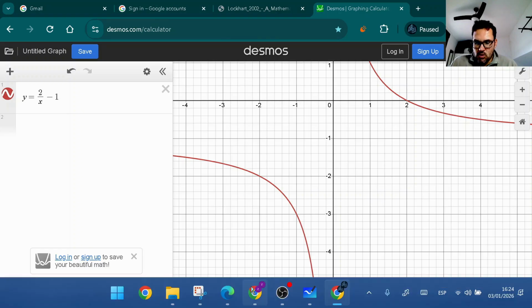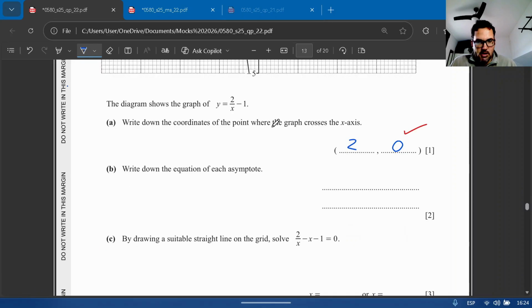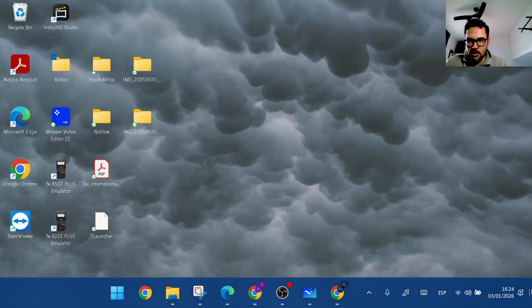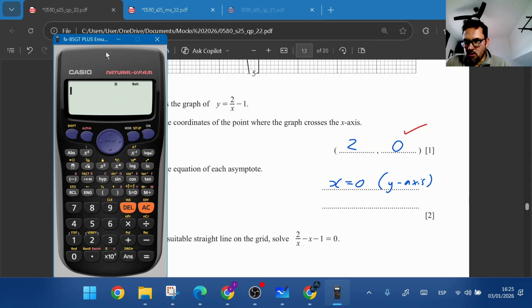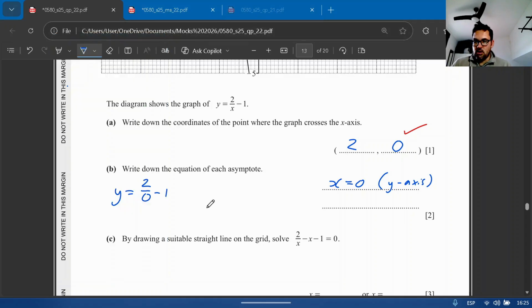So from that we can see that one asymptote is the y-axis. The equation of the y-axis is of course x equals 0. Why is that? Because if I put a 0 where the x is, what is 2 divided by 0? I know this is a non-calculator paper, but anything divided by 0 is a math error. So you can't check that in the exam, you just need to remember it. So that means x cannot be 0, because that would be impossible. That's why that's an asymptote.